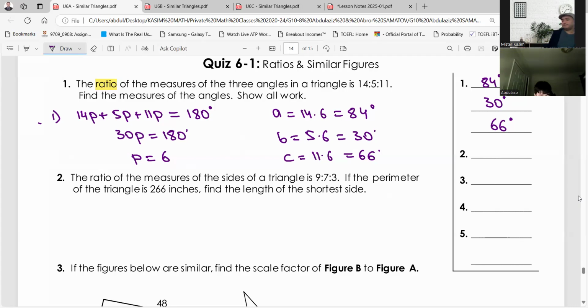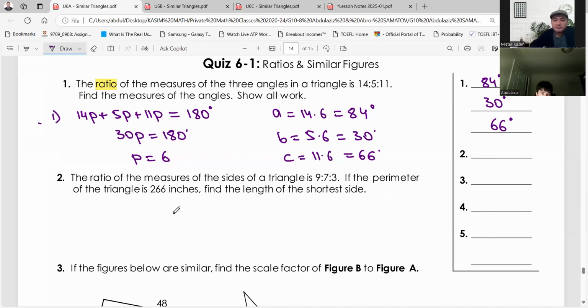Yes, Abdullah. 28. What is it? The shortest side. 28. 28.